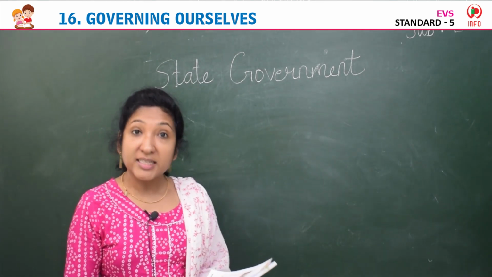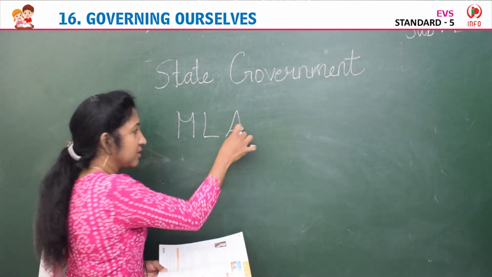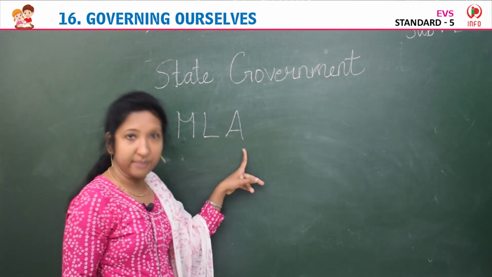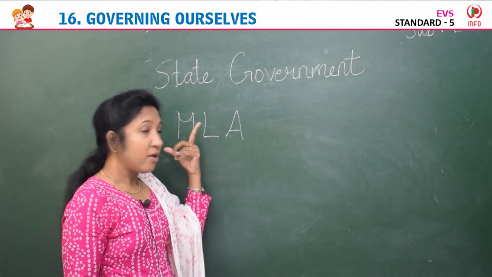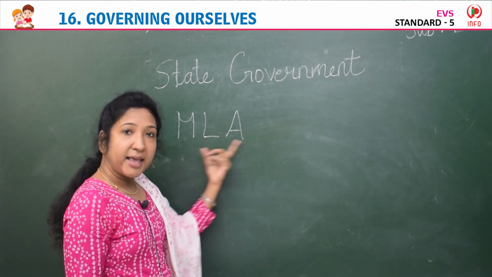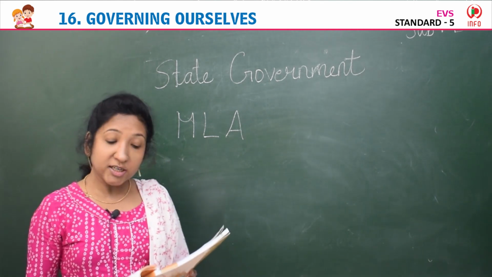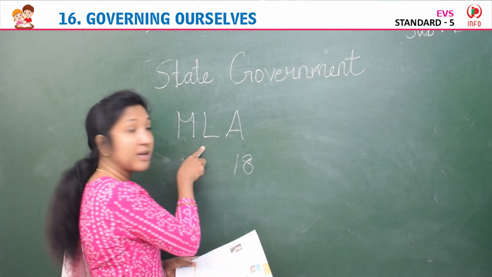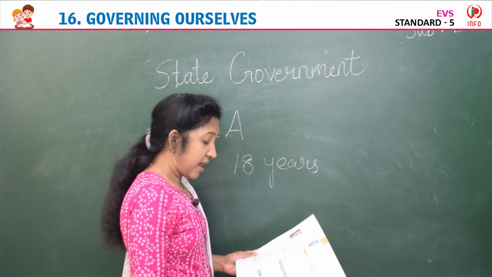The members of the legislative assembly we call in short form MLA. All the states have a legislative assembly. The members of this legislative assembly are called MLAs, members of legislative assembly. They are elected by the people who are more than 18 years of age. All the MLAs should be 18 years of age, and they should be elected by the people.